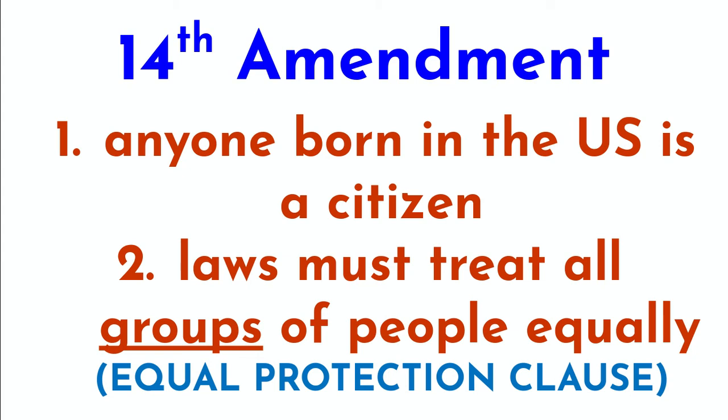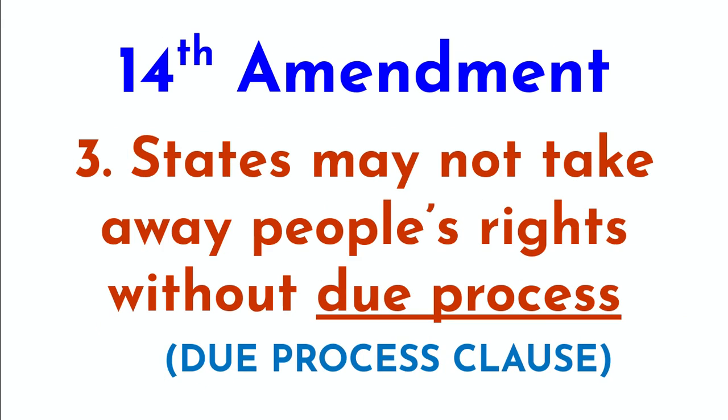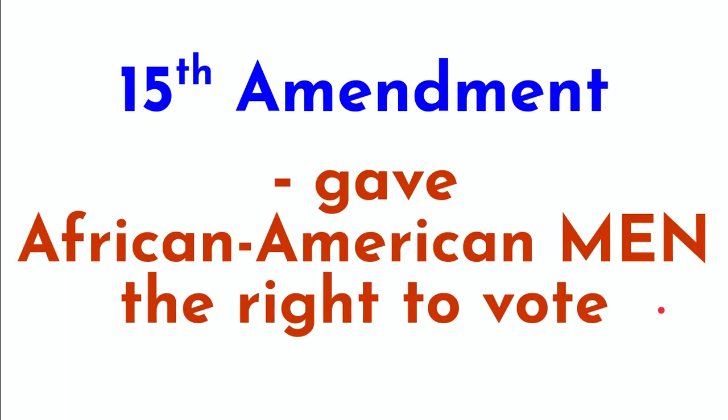This goes on and still is working today to protect different groups of people. For example, making sure that women have equal opportunities to men. The 14th Amendment also has a part called the Due Process Clause that says states may not take away people's rights without due process. Now, states can take away people's rights. They can lock you up in jail, for example, but they have to follow a due process. The due process means there's a process put in place. You know, there has to be evidence, there has to be a trial, you have to have a lawyer. All of the process has to be correct. The 15th Amendment finally gives African American men the right to vote.